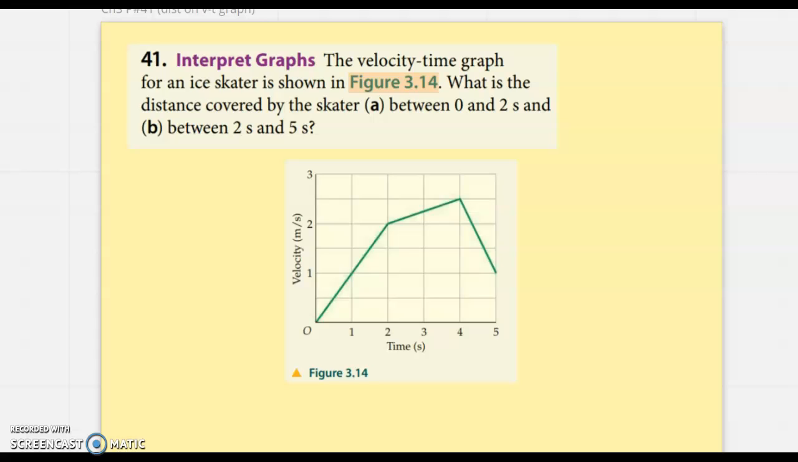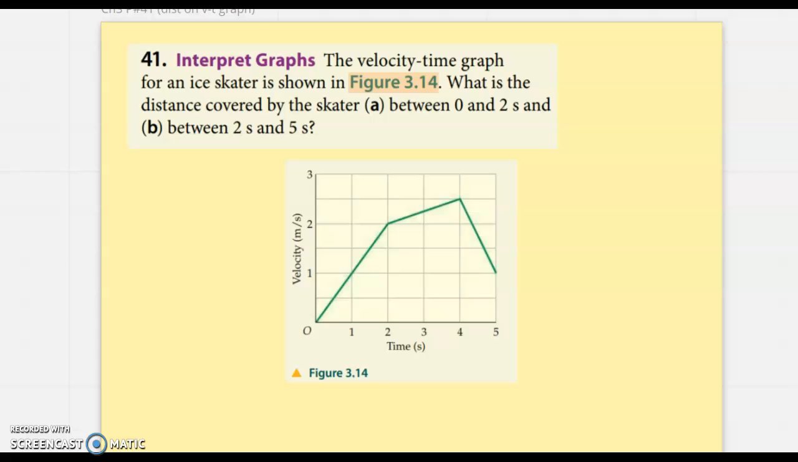Okay, so on a velocity time graph, the area underneath the graph will show you the displacement, and since we're not really changing our direction here, this will show you our distance as well. I actually shouldn't say that, because we do change our direction up there at 4 seconds, but I'll cover that in a second.